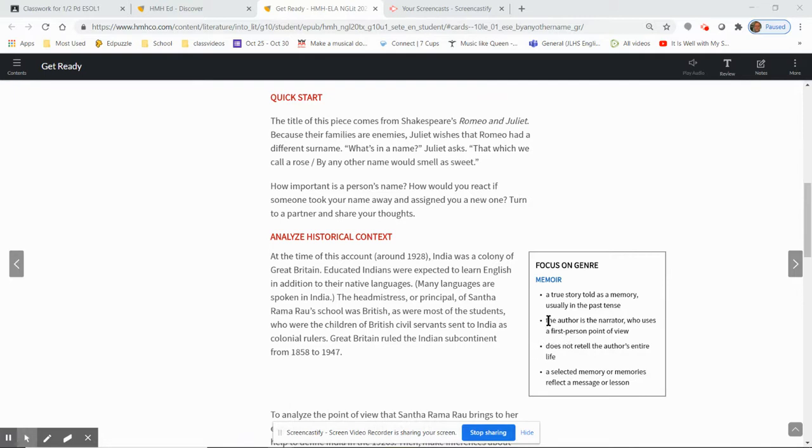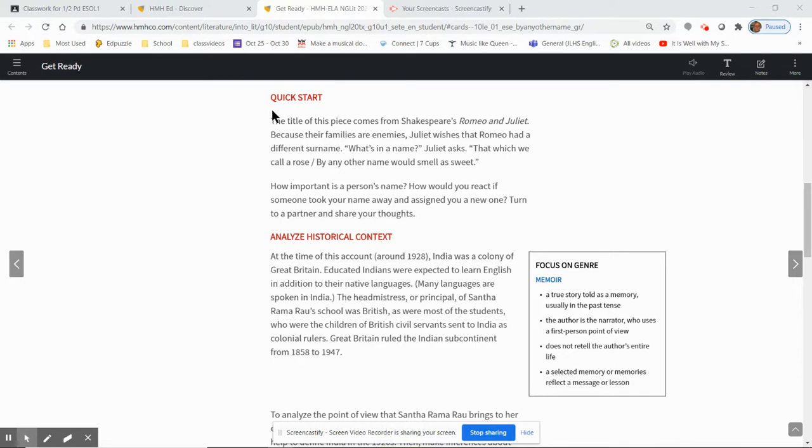It tells us that she's going to say "I," "we," those types of pronouns that are in first person. I went to the store, or I love to eat tacos, whatever. That's first person. It does not retell the author's entire life. It only tells a little bit, a little piece. And a selected memory or memories reflect a message or lesson.